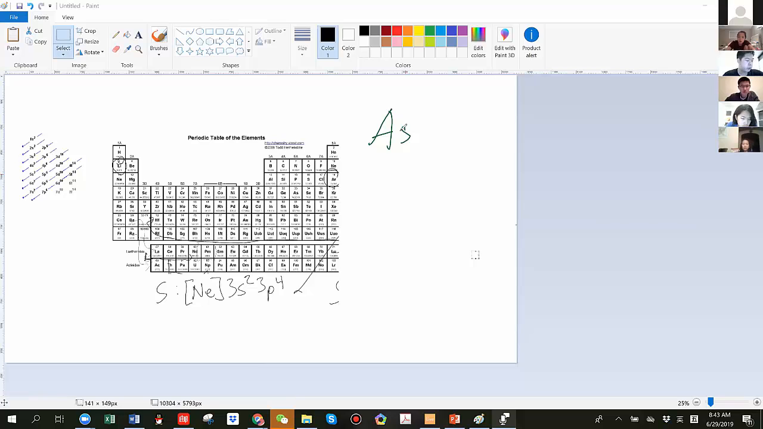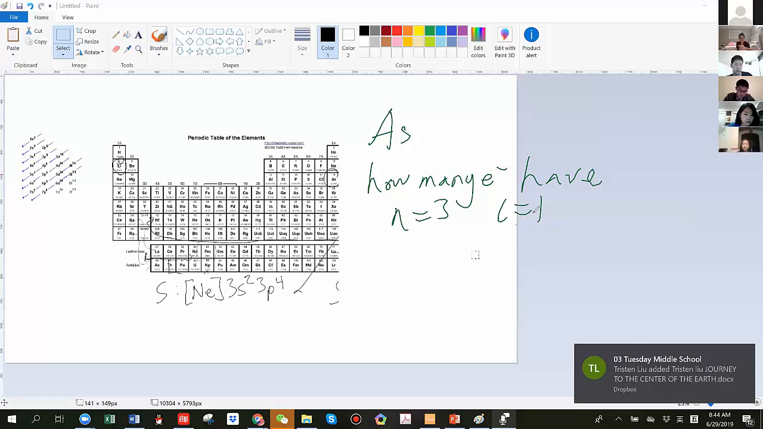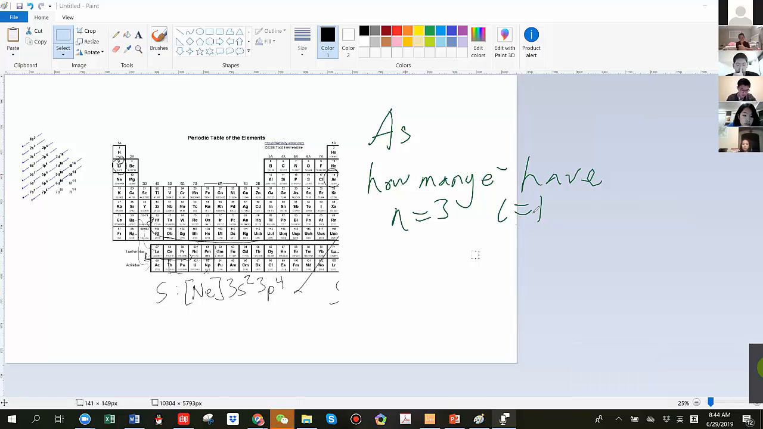So the question is, how many electrons in the ground state, that means the lowest energy state, of a neutral arsenic atom, in the gas phase, have quantum numbers n equals 3 and L equals 1? Do you guys want to try to do it yourself, or do you want me to walk you through it? So in an arsenic atom, how many electrons have n equals 3 and L equals 1?